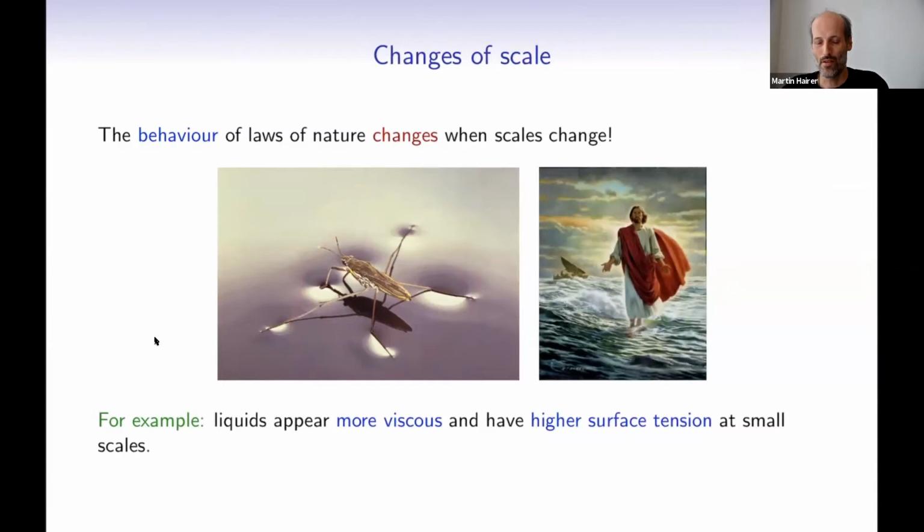And so the reason for this is that at small scales, liquids appear much more viscous. So in a way, water at very small scales behaves much more like honey would behave at our scales. And they also have much higher surface tension. So the surface of the water appears to be much more solid, if you want, at small scales. And that's what allows these little insects to just walk on water as if it was a solid surface.